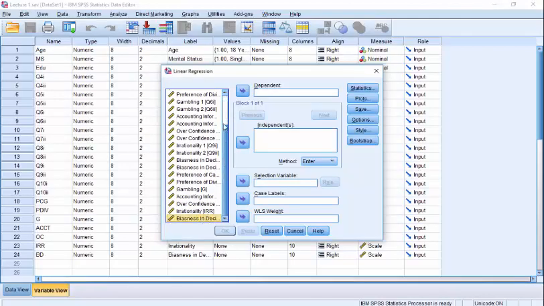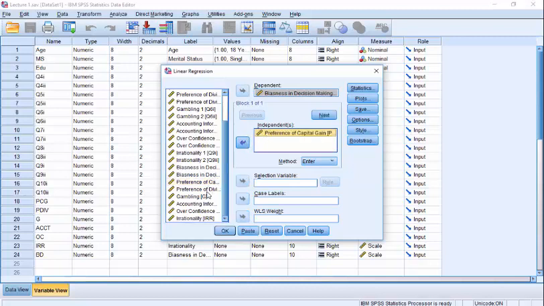Now input the variable business decision making to the dependent column, and our three independent variables, where first is preference of capital gain, input this to independent, second is preference of dividend, input here, and last is gambling, input this variable here, then press OK.